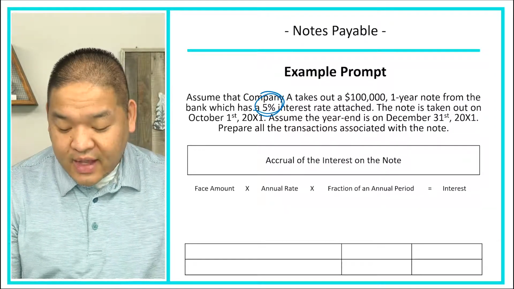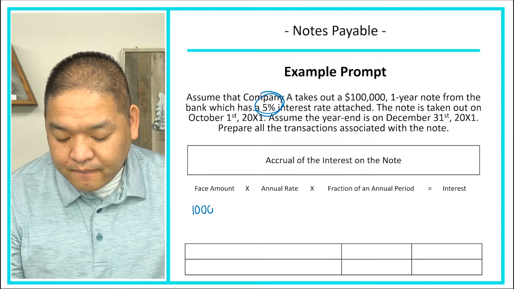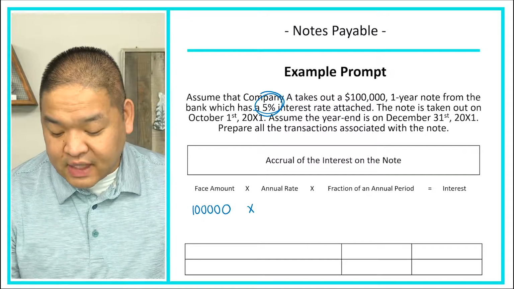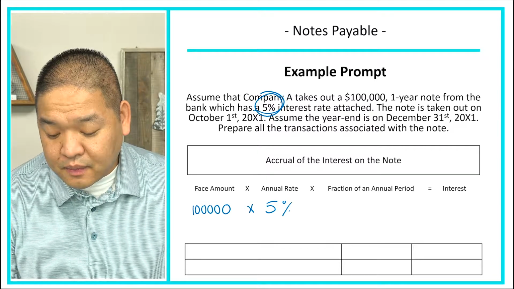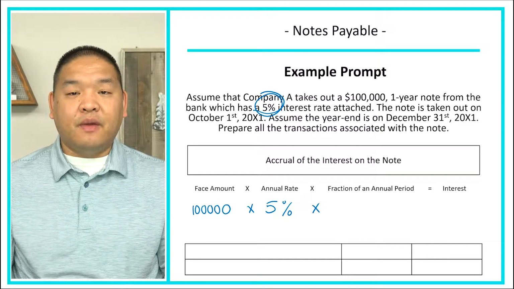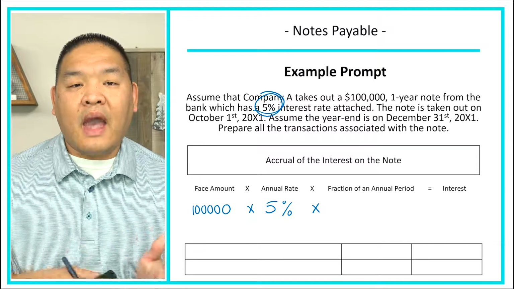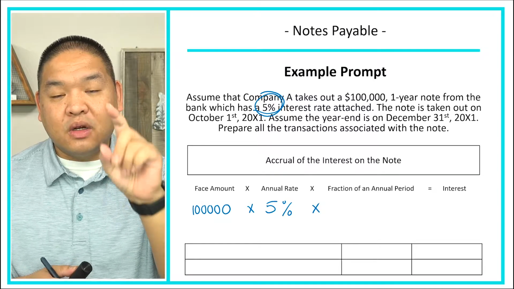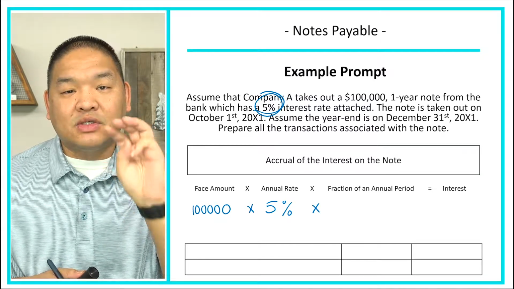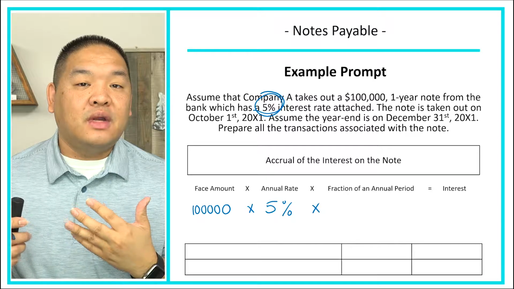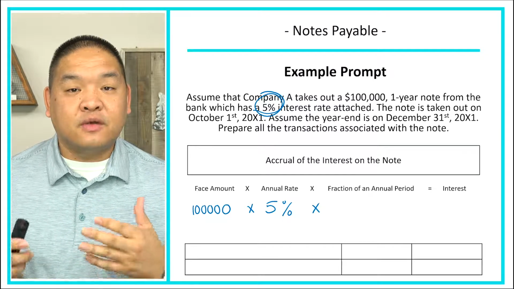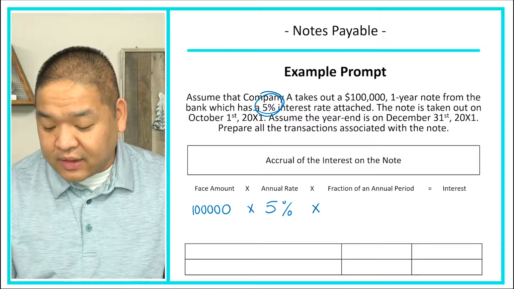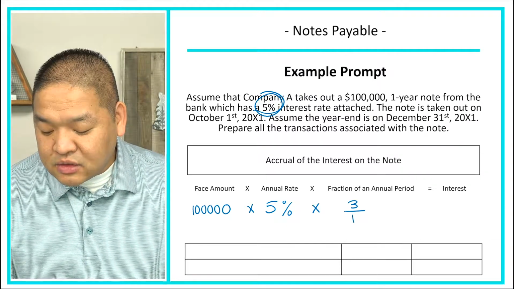So we take out a $100,000 note, and the rate on this note is 5%. And then the fraction of the period of a year. How long have we had this note outstanding? Well, we've had it outstanding for October, November, and December. That's 3 months, but we need to put it as a fraction of a year. So the fraction of the year would be 3 months out of 12 months, so 3/12.